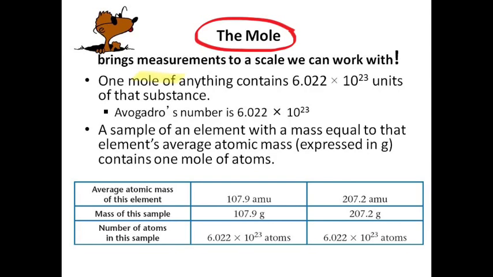1 mole of any substance contains 6 times 10 to the 23rd units of that substance, and that number is called Avogadro's number. For instance, silver has an atomic mass of 107.9 atomic mass units. Well, if you have 6 times 10 to the 23rd atoms of that, you have 107.9 grams of silver. Likewise, lead has 207.2 atomic mass units, and if you have 6 times 10 to the 23rd atoms, you have 207.2 grams. Notice I'm shortening Avogadro's number. It really is 6.022 times 10 to the 23rd atoms.